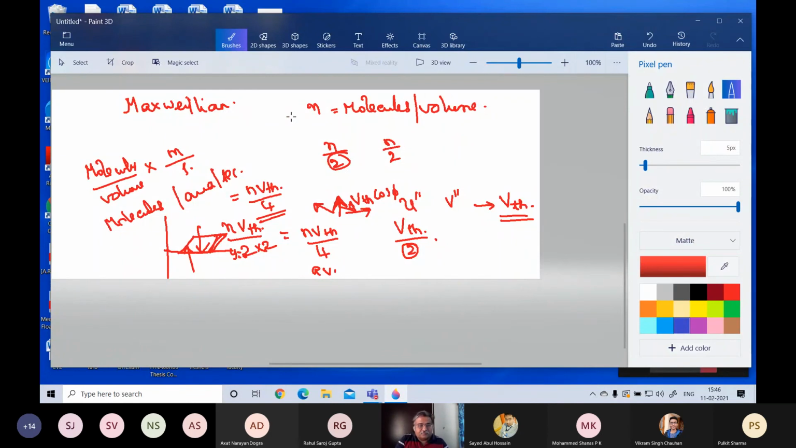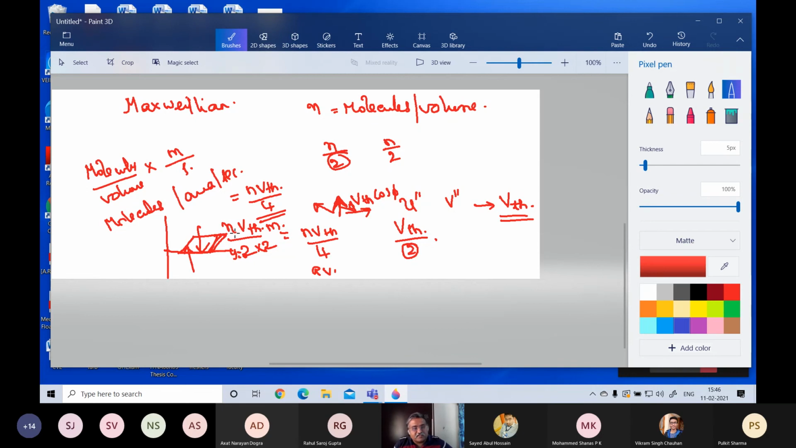And if this is the total number of molecules crossing per unit time, this into m, the mass of a molecule, will give you what? It will give you the total mass of the molecules crossing this surface per unit time. It basically becomes m into V thermal times the number, which is the momentum flux again, the momentum flux crossing this surface.